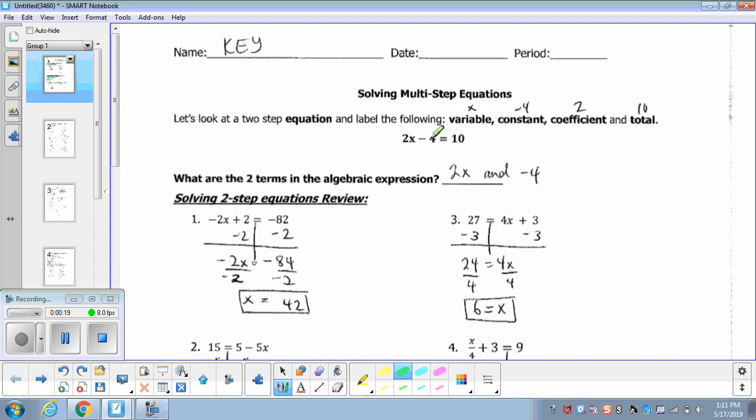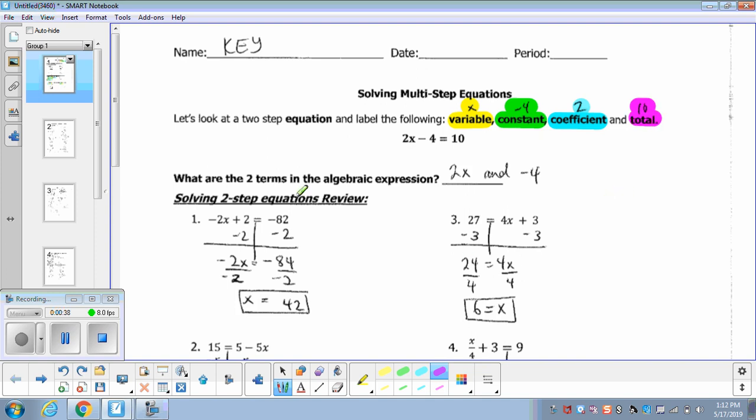Good old-fashioned two-step equation right here. I want to remind you guys that in this situation, our variable is considered the x. In this situation, our constant would be this -4 right here. The coefficient of the variable is the number 2. And in this case, the total here is the 10.